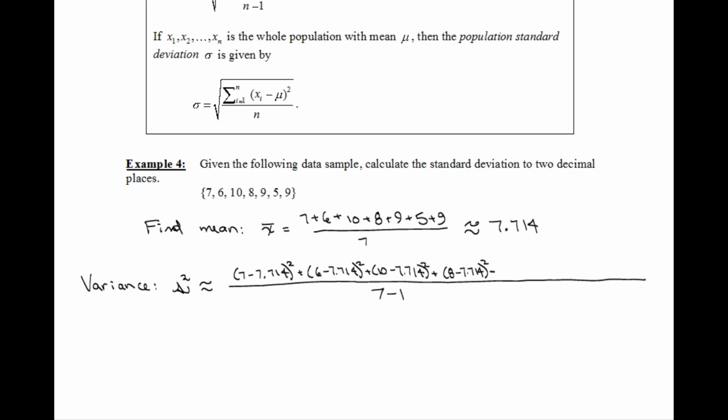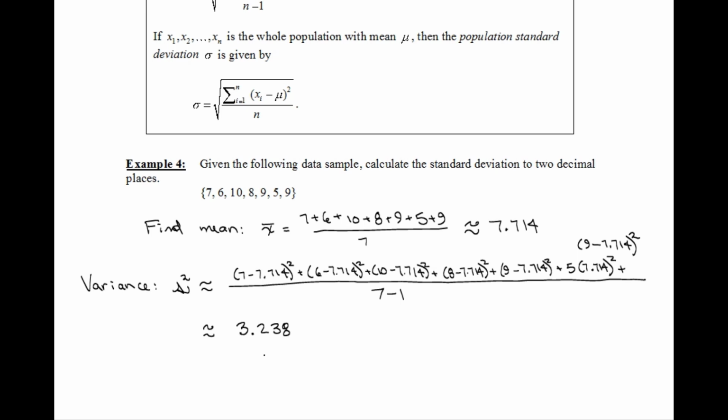Remember, whenever I write 7.714, that's not what I'm typing into my calculator, because I do not want to round until I get to the very end. Oops, I ran out of room. I'm going to place it right above here. I think you will be able to figure out what this should read on your paper. You probably, hopefully, will fit across. This turns out to be, if you punch it all into your calculator carefully, 3.238.